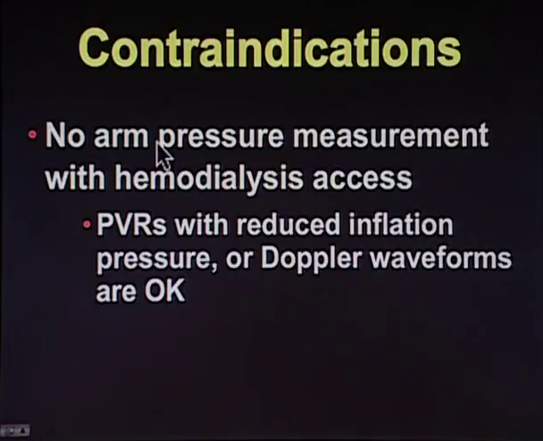So we should not be taking arm pressures on the arm that has the dialysis access. Pulse volume recordings are okay if you put the PVR cuff right over the fistula, and a reduced inflation pressure is appropriate, or we can obtain Doppler waveforms. These are all okay, but it's probably best to stay away from pressure assessment, at least over the hemodialysis access structure. Now, we'll do an anatomy review here.